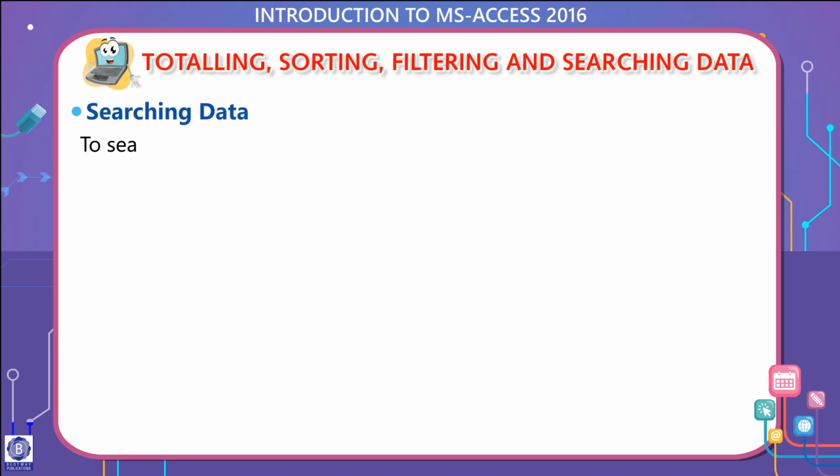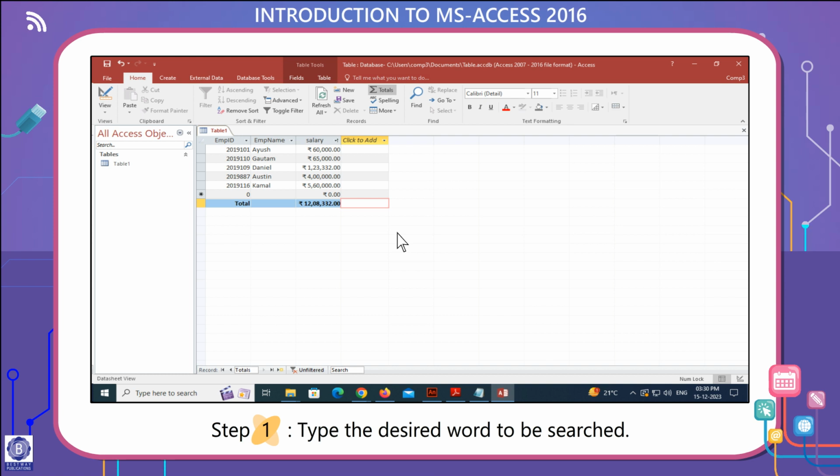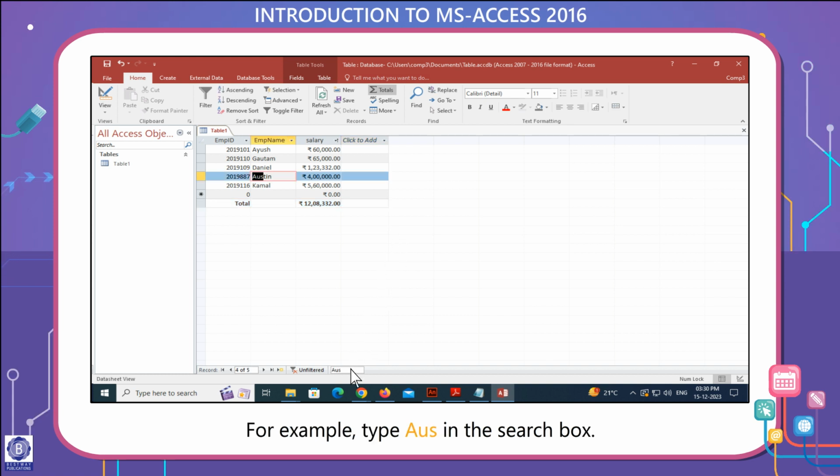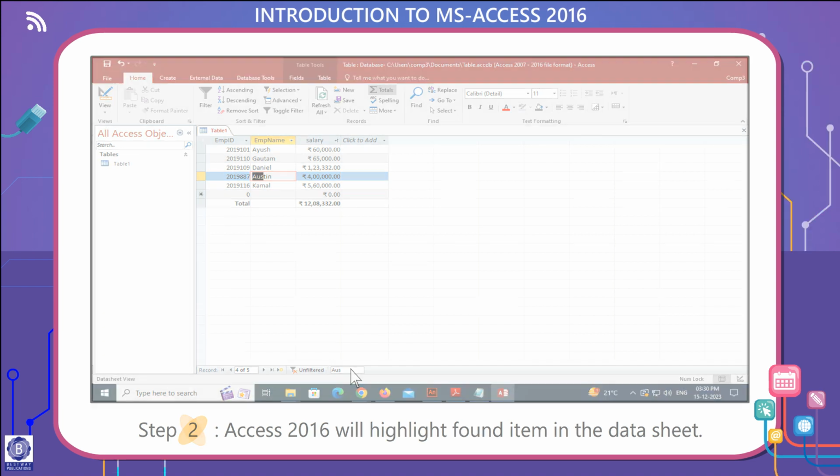Searching data. To search the data instantly, use the search box at the bottom of the Access screen. Step 1. Type the desired word to be searched. For example, type OS in the search box. Step 2. Access 2016 will highlight found item in the datasheet.